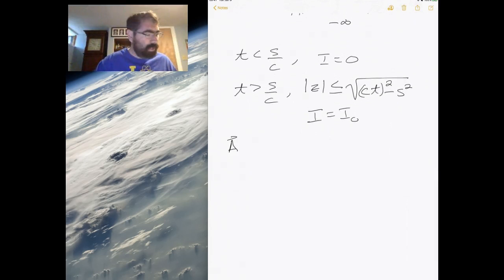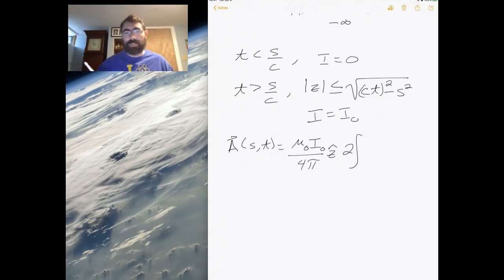So A is now mu naught I naught over 4 pi in the z direction, times 2 because it's a symmetric case, and we're integrating from 0 to a distance of the square root of c t squared minus s squared, dz over r, which is the square root of s squared plus z squared. Okay, so now I'm writing everything in terms of s's and z's.